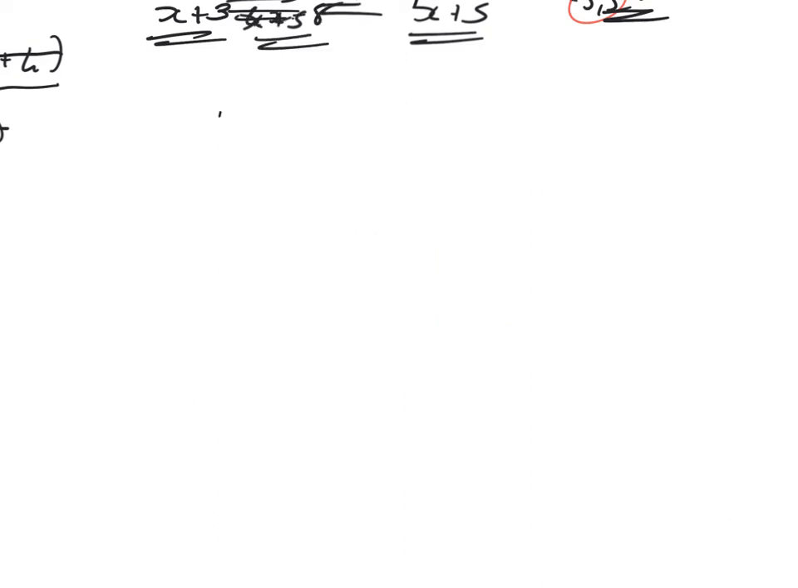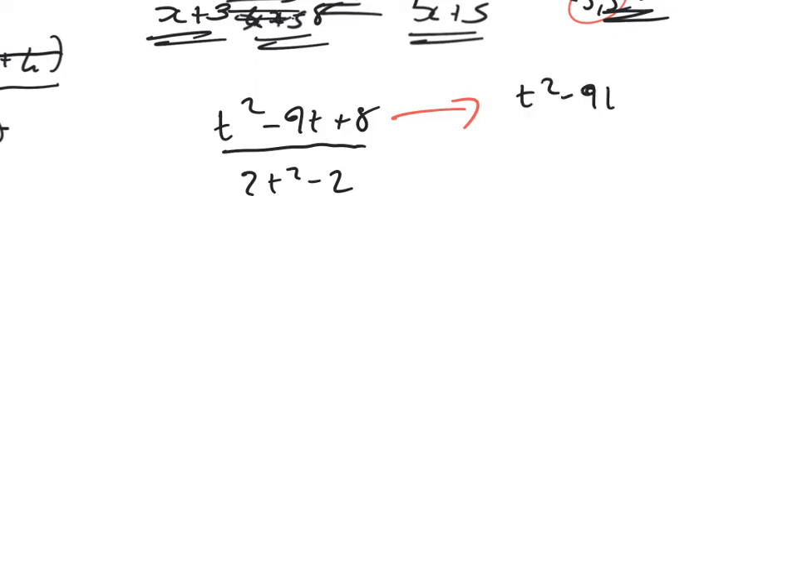Let's try example 8. t squared minus 9t plus 8 over 2t squared minus 2. Okay, so let's take the expression up top. t squared minus 9t plus 8. Okay, first of all, the product is positive, so the signs must be the same. But I've got a negative in here, so it needs to be two negatives.